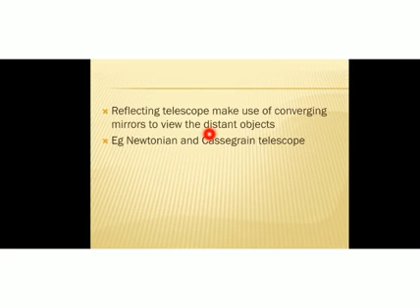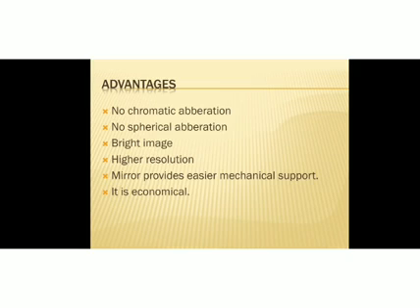So reflecting telescopes make use of converging mirrors to view distant objects. Examples are the Newtonian and Cassegrain telescopes. And there are certain advantages of using a reflecting telescope. That is, no chromatic aberration will be there, because a mirror is used. Chromatic aberration means different colors will be focused at different points. So it can be avoided if a mirror is used. Only a lens can produce chromatic aberration. And also no spherical aberration is there. Spherical aberration gets removed by using a paraboloidal mirror.